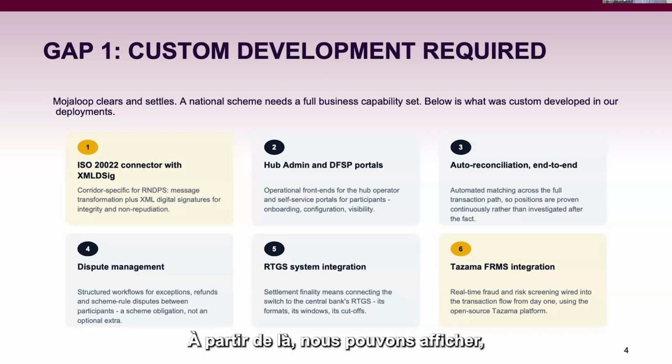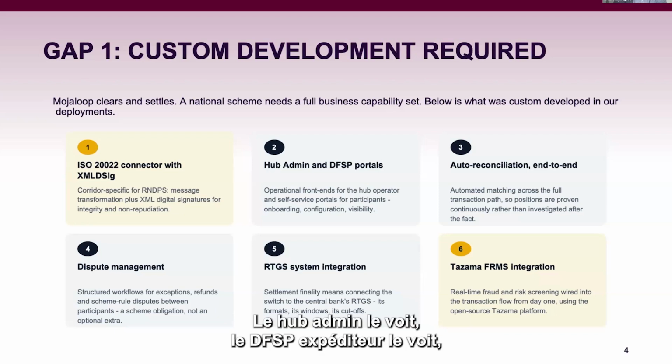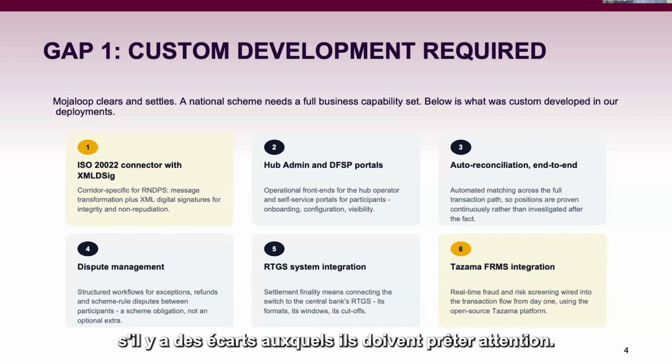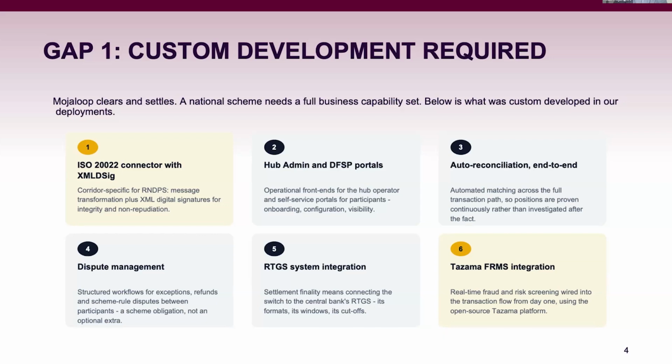And then from there, we're able to show various reports through the portals again. So the hub admin sees this, the sender DFSP sees this, and also the beneficiary DFSP. So those two participants obviously will only see the transactions that belong to them. But then they will also see whether there are any discrepancies that they need to pay attention to.